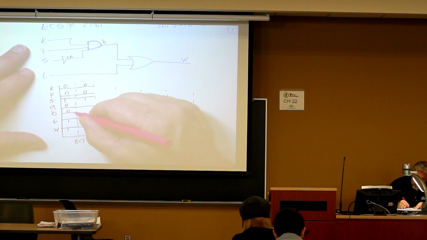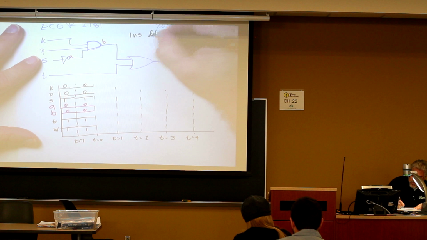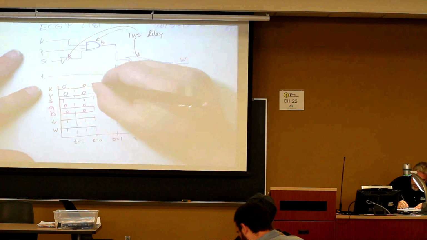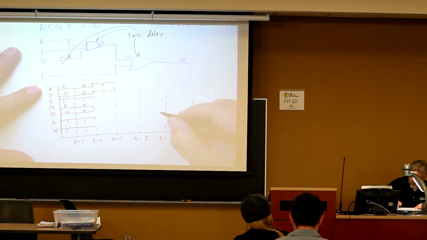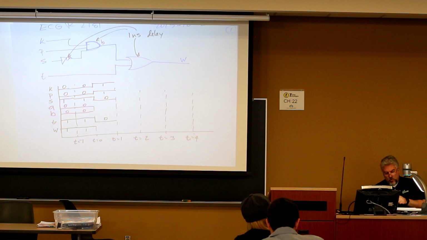And then we would also have expected that those don't change. Now, the assumption is that we have a 1 nanosecond delay for each of our gates. So if at one particular time I suddenly say K, I'm changing to 1. P, I'm changing to 1. S, I'm changing to 0. And T, I'm changing to 0. We need to look at what is going to happen with each one of the inputs.